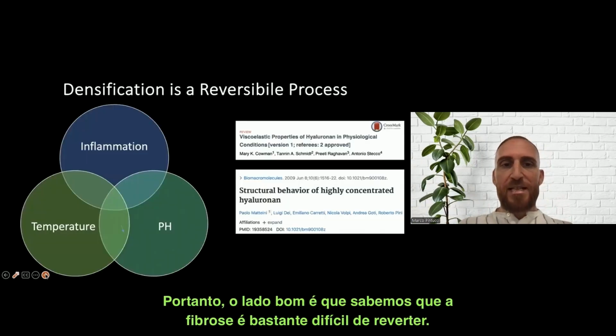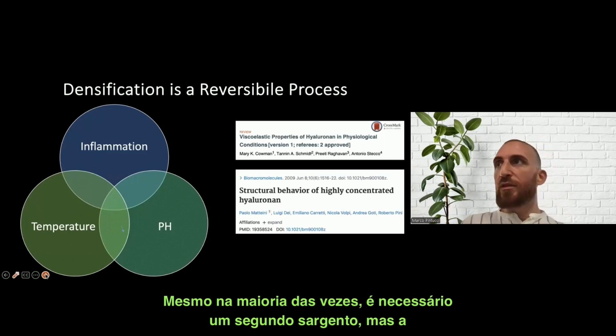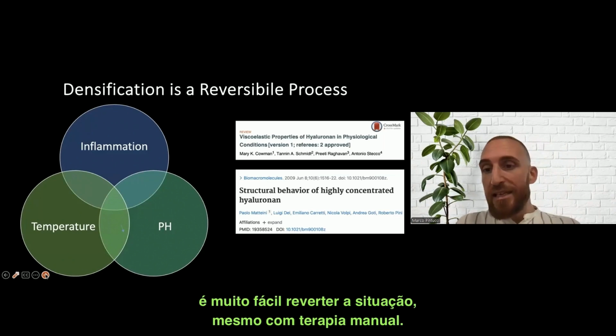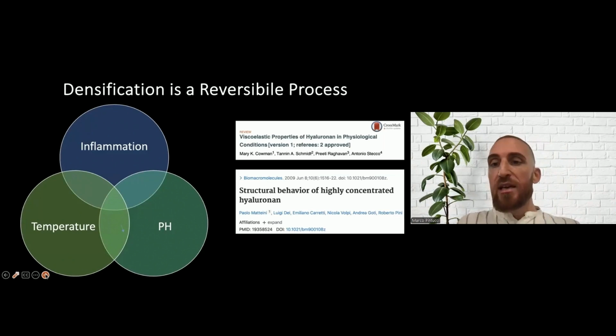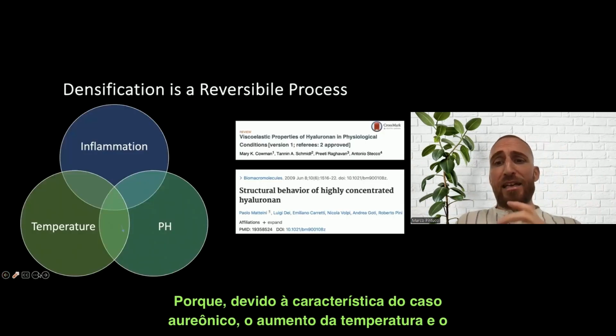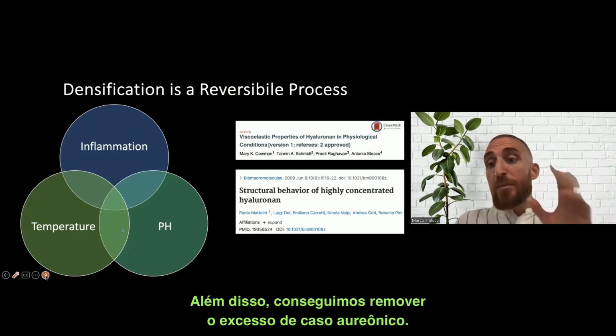Next, Natalie. So the good thing is that we know that fibrosis is quite hard to reverse. Even most of the time, a second surgery is needed. But densification, on the other hand, is quite easy to reverse, even with manual therapy, because due to the characteristics of hyaluronic acid, the increase in temperature and the mechanical stress is able to allow these self-entangled cells to dissociate, to unbind, and also we are able to remove the excess of hyaluronic acid.